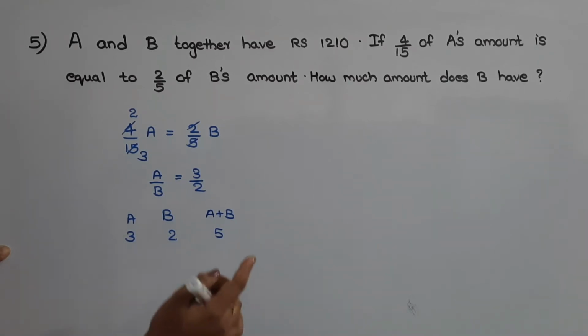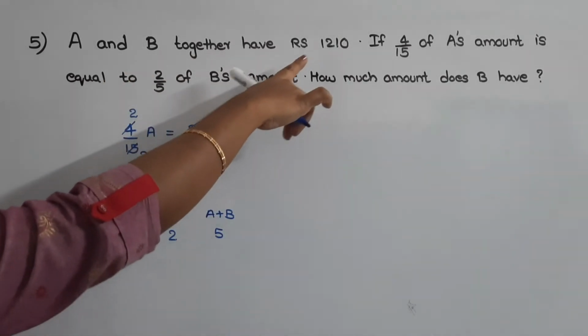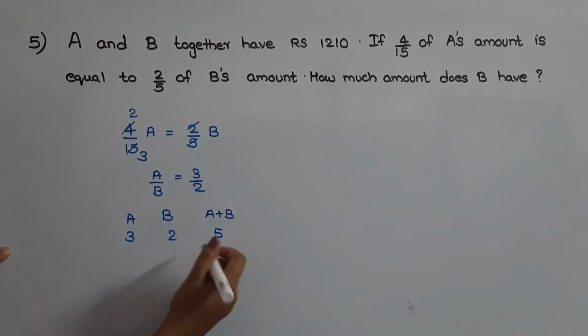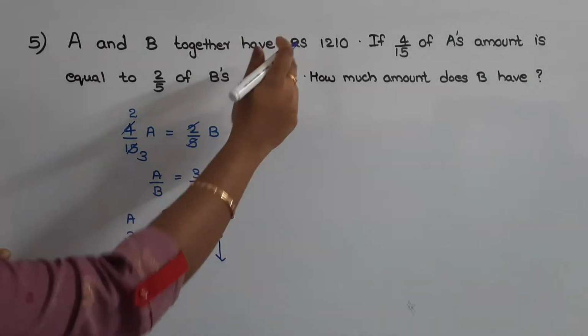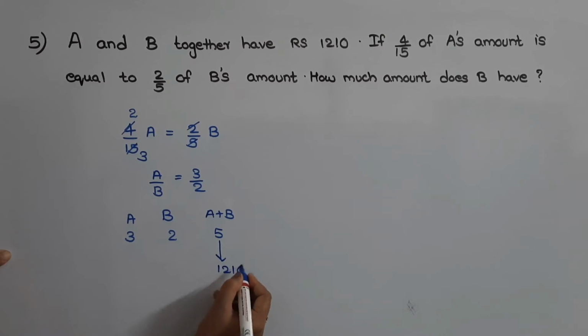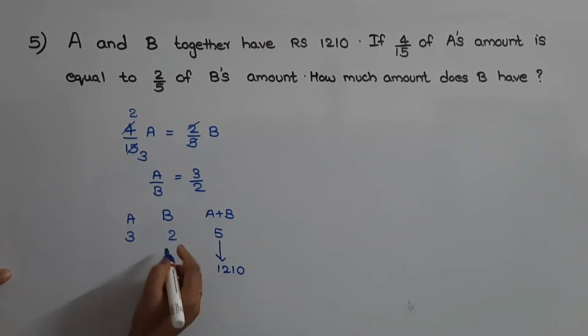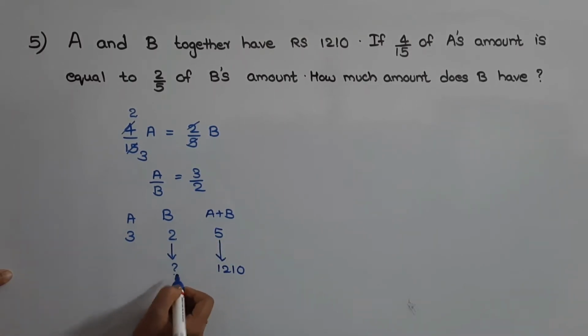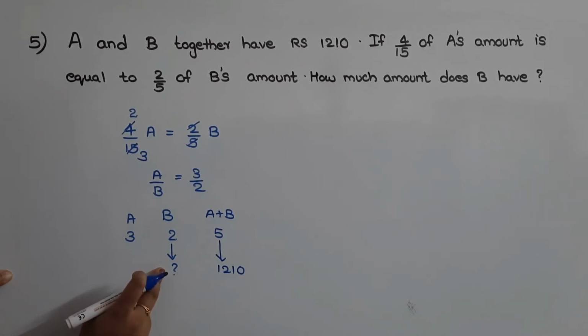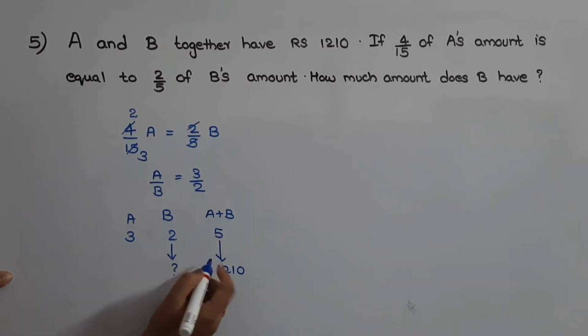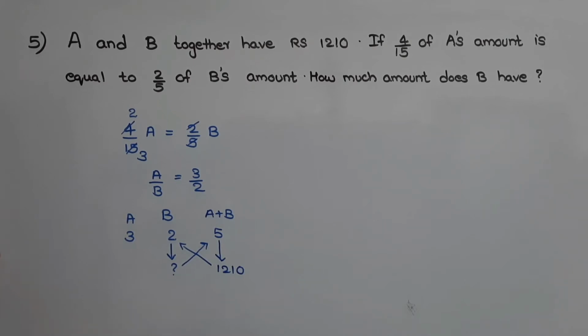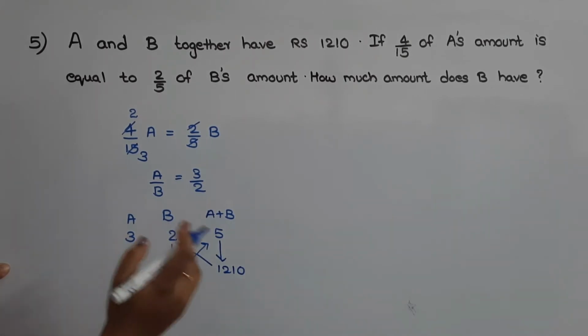Okay, so since in the question they have given the total amount that is present with A and B, we can write this 5 as 1210. So if 5 can be written as 1210, what will be the value for this 2? On finding this value, we can find out the amount that B is having with him. This we can find out by cross multiplying. Since these both quantities are directly proportional to each other, we can find out this value by cross multiplying.